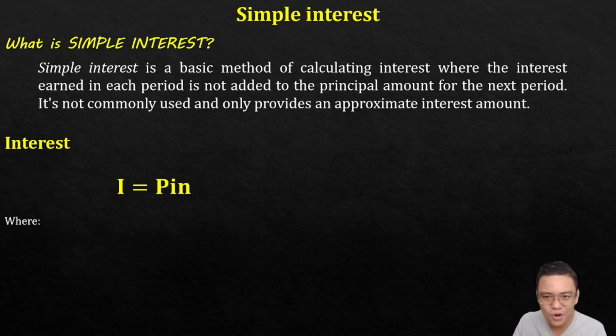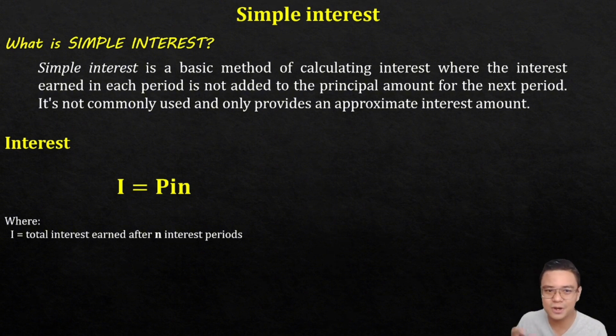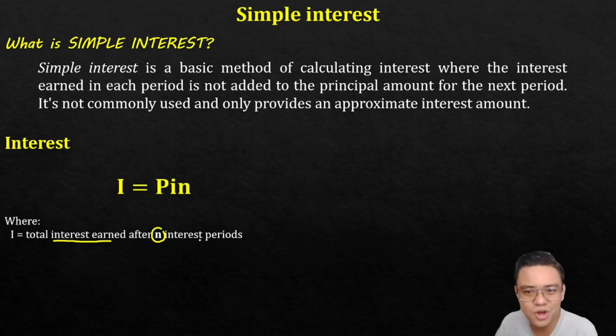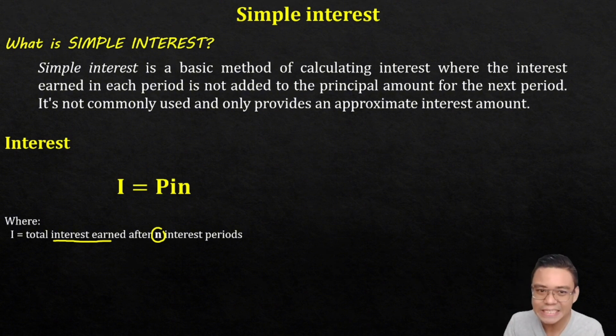Alright? So, of course, this is our definition here. The I there is the total interest earned. This is what I'm telling you. Interest earned. Let me emphasize the earned there. Okay? And that is after n interest periods. Later on, we are going to talk about what the n interest periods are. I just want you to understand that the I there is the interest earned, not the interest rate.